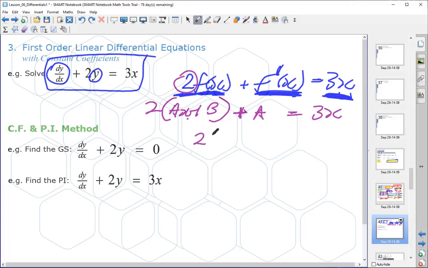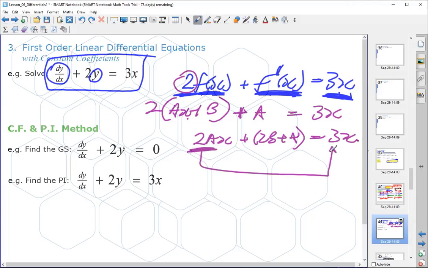So in other words, 2ax plus 2b plus a has got to equal 3x. In other words, 2a has got to be 3. So a has got to be 3 over 2. And if a is 3 over 2, let's replace the a with 3 over 2.